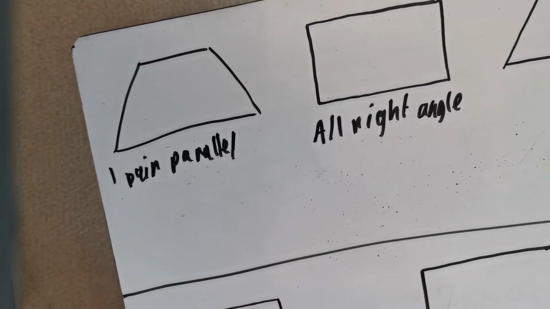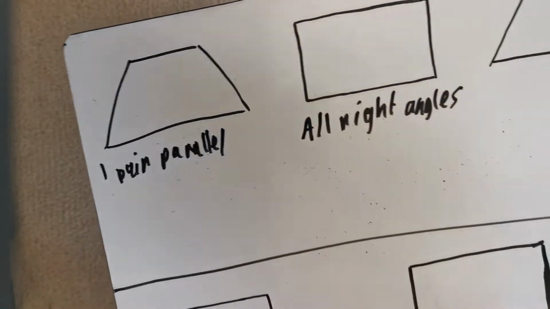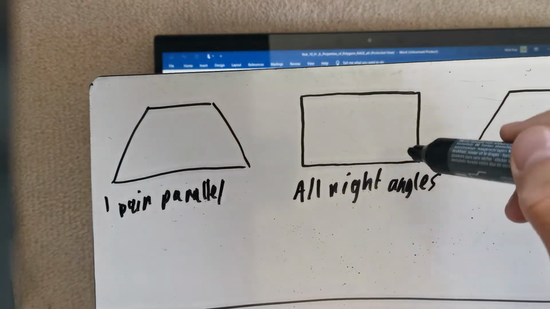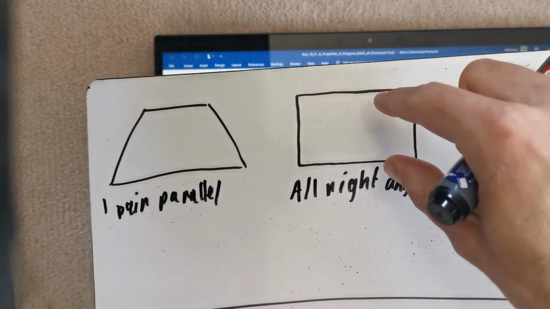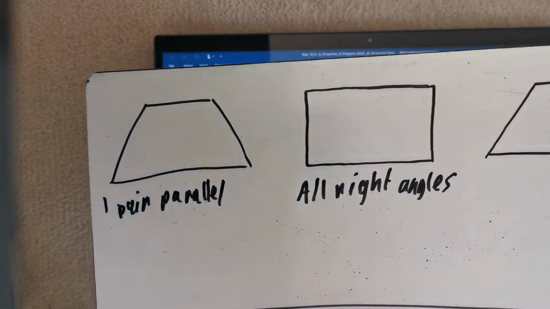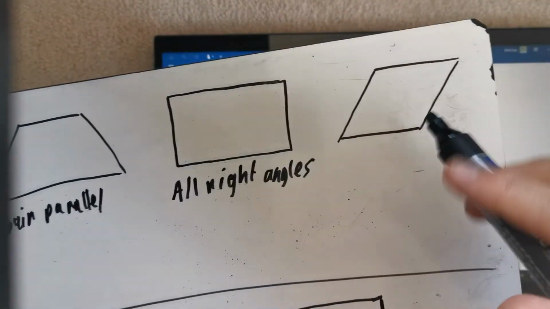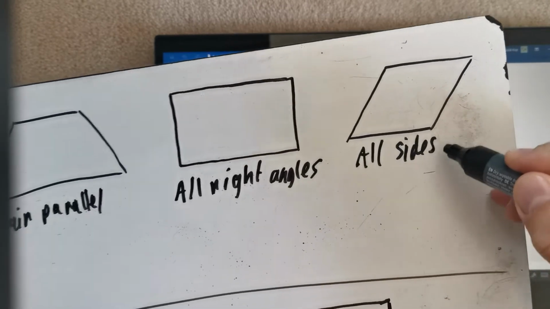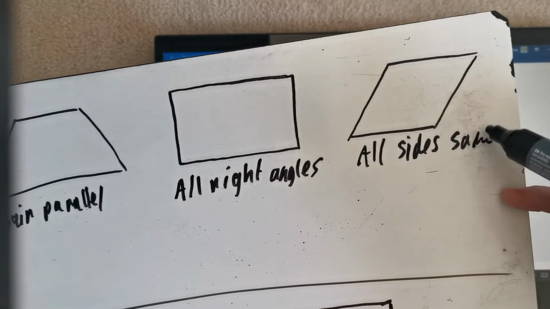You could say that it's got two pairs of equal sides, so these are the same, those are the same. Lots of things you could say for that one. Okay, for the rhombus, you could say that all the sides are the same. All sides are the same length.